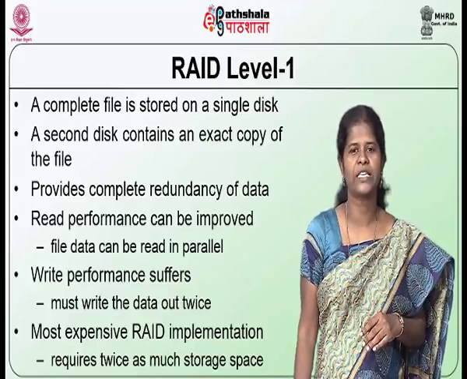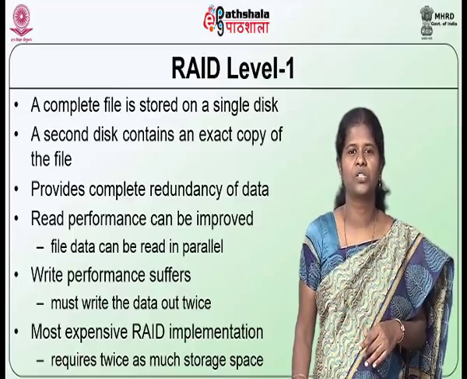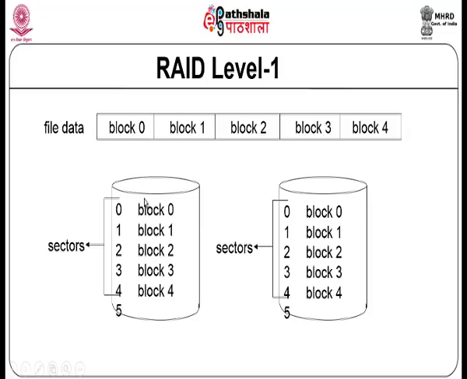This is the most expensive RAID implementation, because it requires twice as much storage space. This can be seen in this diagram. Here block 0 till block 4 is kept in this first disk as well as in the second disk. So a redundant copy is maintained. There is no striping here, only redundancy is maintained.